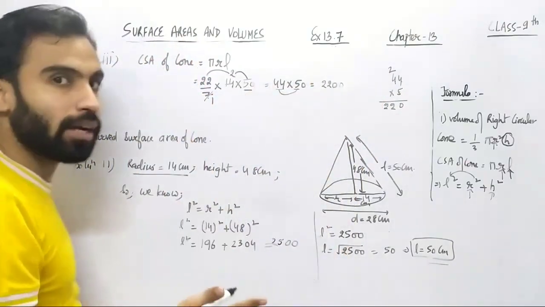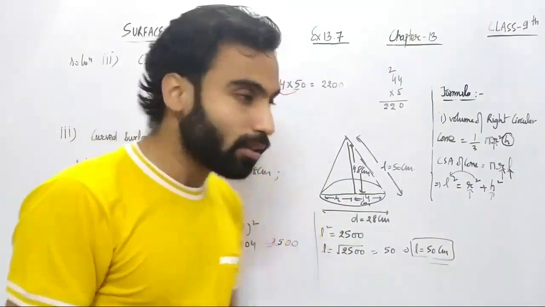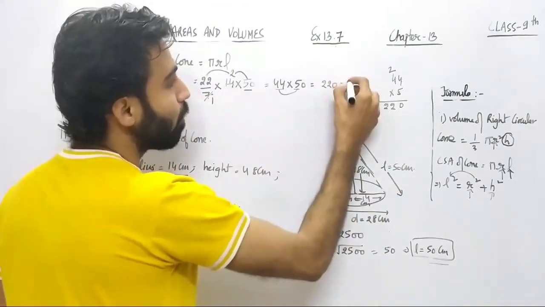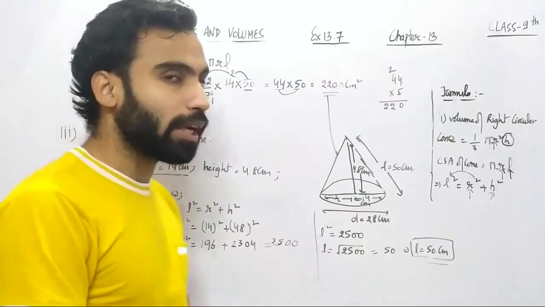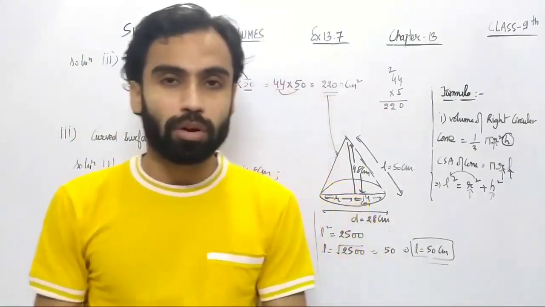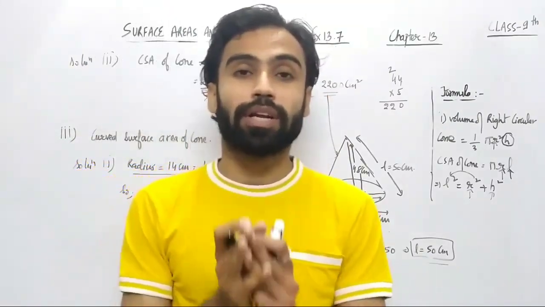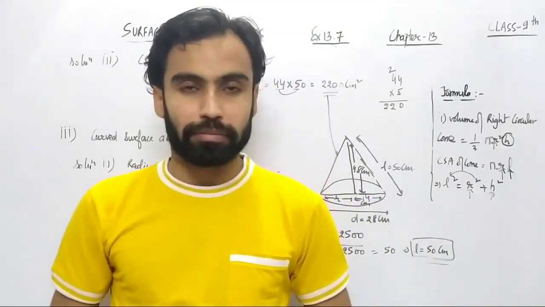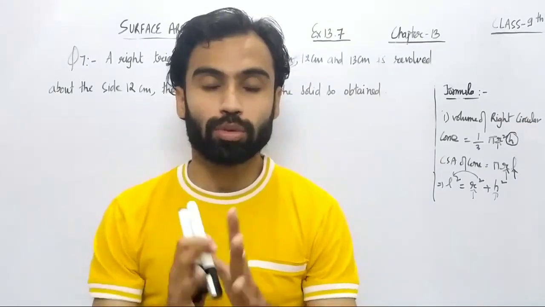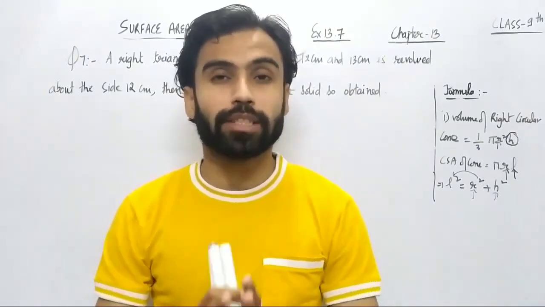Remember the area is always calculated in square. So what was the unit here, centimeter. So that will be centimeter square. So this is going to be the curved surface area of this right circular cone, which we have to calculate in the last part, right? So that was all in this question here. So students, let us move on to the next question now.